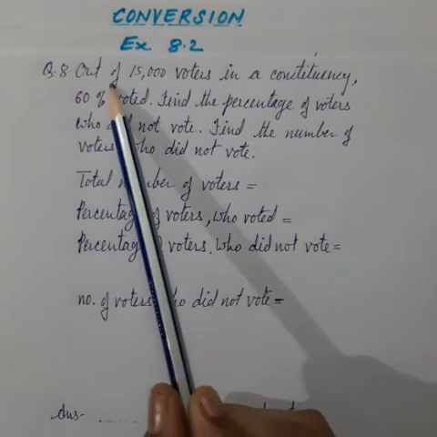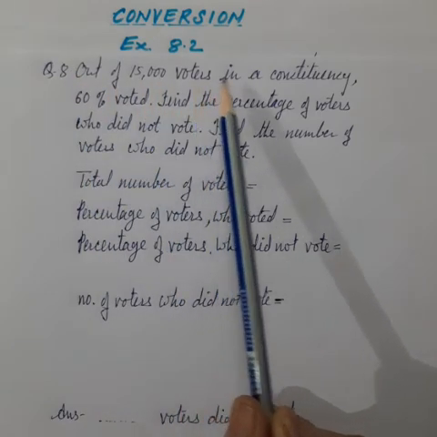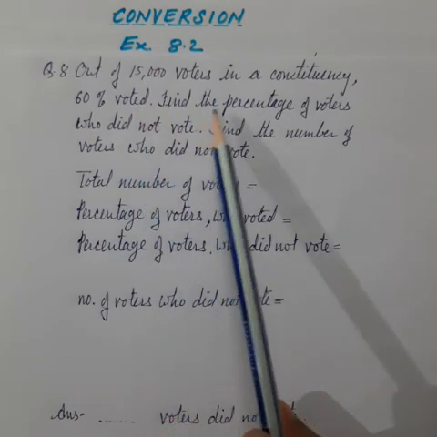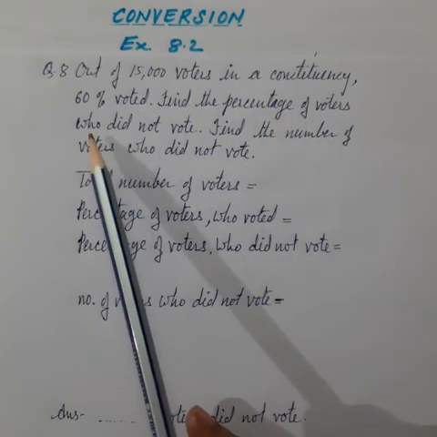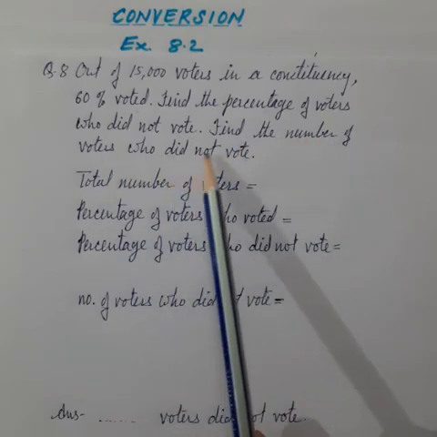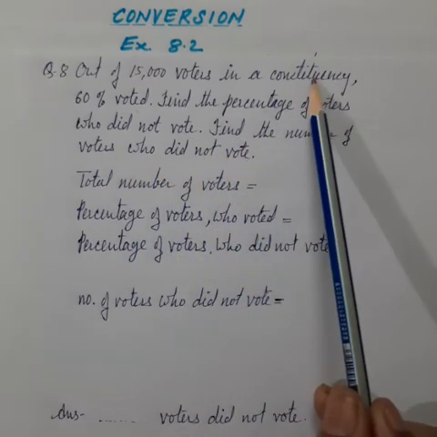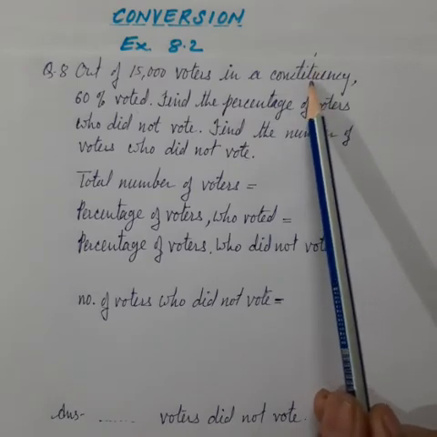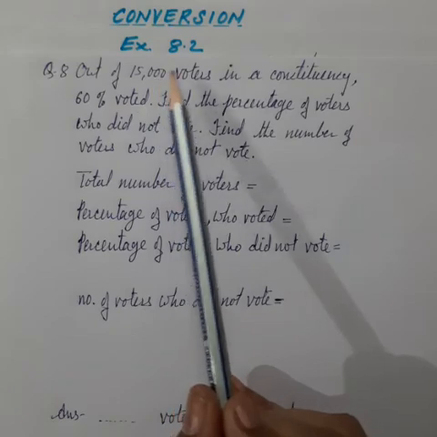Question 8. Out of 15,000 voters in a constituency, 60% voted. Find the percentage of voters who did not vote. Find the number of voters who did not vote. Constituency means a group of voters in an area. And there are 15,000 voters.